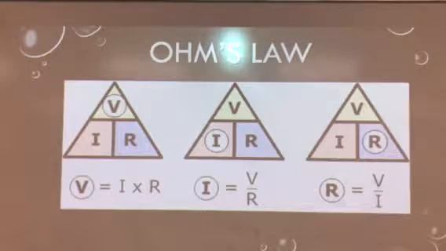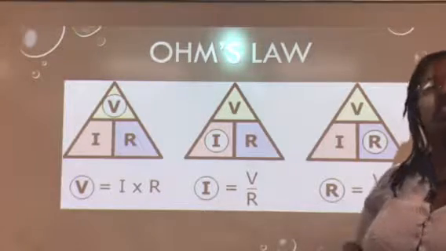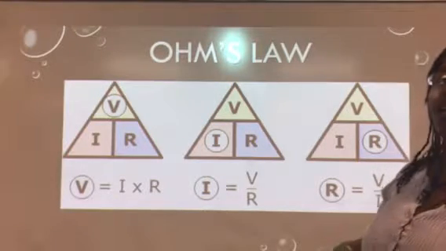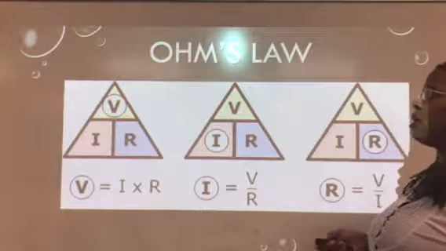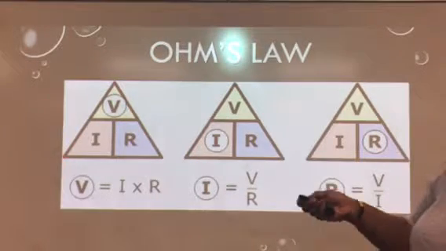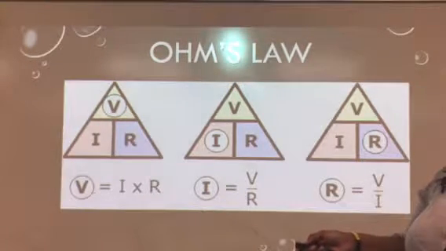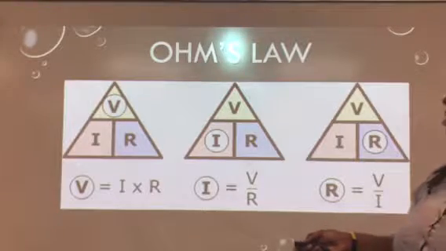Now, the other equation we're going to look at will be Ohm's law. And this equation is very straightforward as well. We like the smaller equations because they help us double check our larger equations. So Ohm's law is going to show the relationship between voltage, current, and resistance.